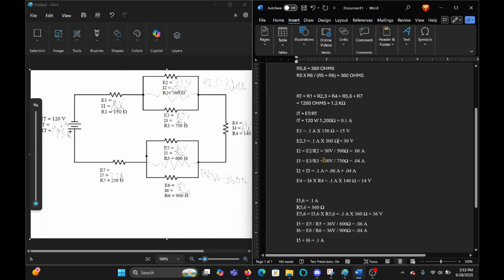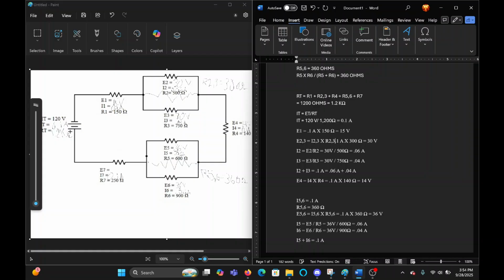I2 equals E2 divided by R2. What was that, 30 volts instead of 36 volts? So you got confused on E23, right? I'm looking at it, yeah. 30 volts. You got 0.1 amp times 300 ohms equals 30 volts. I see that up there. I didn't write that down because I couldn't understand it. I kind of understand it a little bit.